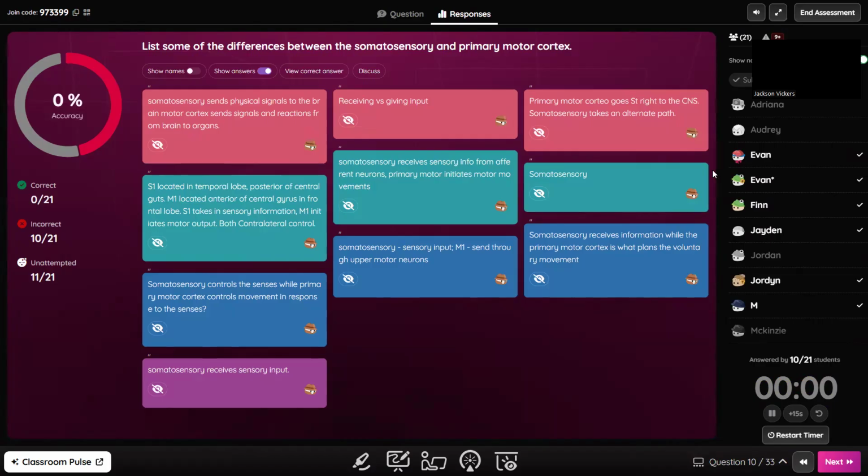Again, ignore this. Does anyone want to tell me anything about the somatosensory cortex? Okay, so it processes skin-based sensory information. It includes thermoreceptors, nociceptors, mechanoreceptors, and it's located in the postcentral gyrus. The primary motor cortex is voluntary skeletal muscle control, and it involves speech production, elaboration of thoughts as well, and it's also in the precentral gyrus.